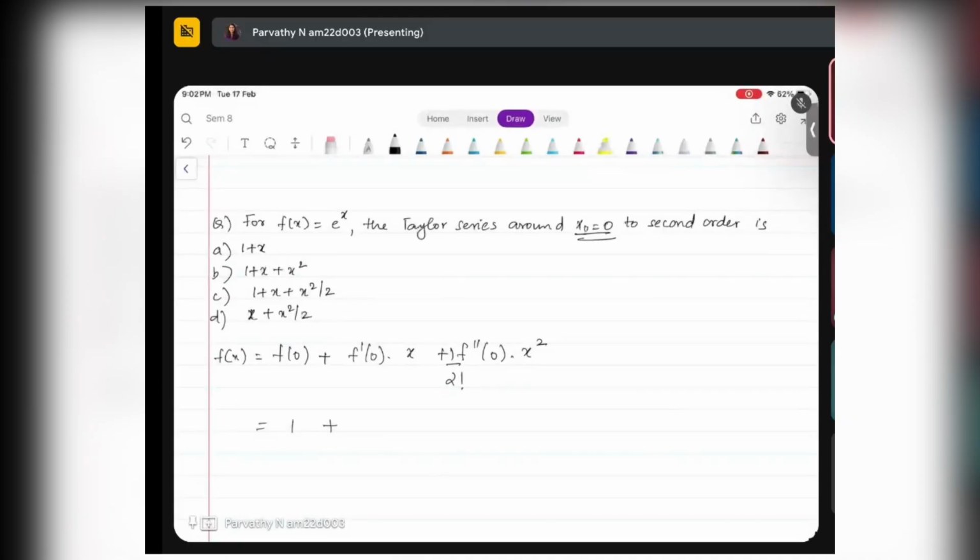f dash of x is again e raised to x itself, so f dash of 0 is also 1 into x, so it is x. And then 1 by 2 into f double dash of 0, which is also 1, so x square. So it is 1 plus x plus x square by 2.